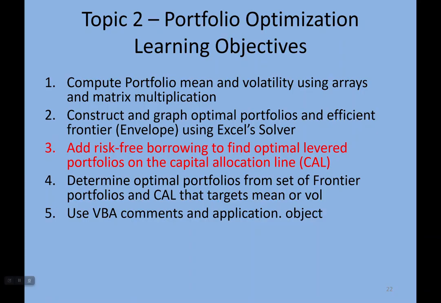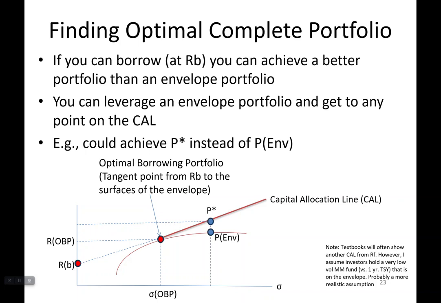Advanced Financial Modeling, Topic 2, Portfolio Optimization, Learning Objective number 3. We're going to add a risk-free borrowing rate to find an optimal levered portfolio on the capital allocation line, also called the CAL. So here's what we've done so far. We have found an optimal set of portfolios, and we'll call that the envelope right here.